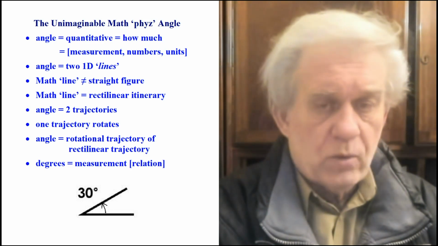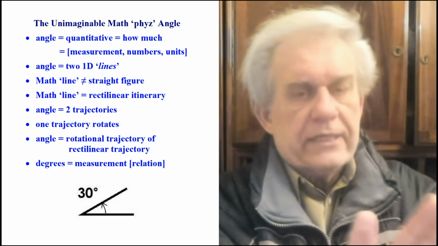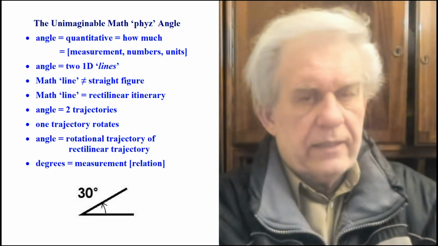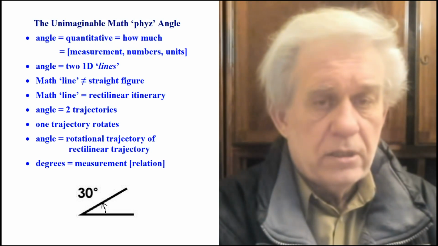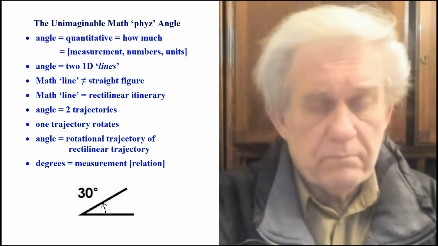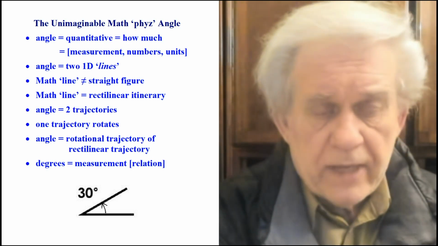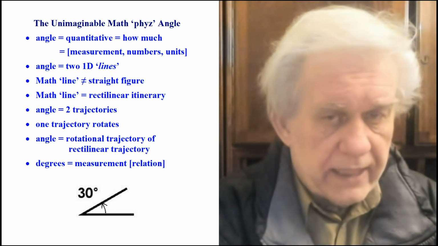They're just interested in the quantitative. How much? How wide is the mouth of the alligator? That's what they want to look at. And it has to do with measurement, numbers, units, degrees in this case. Could be radians, some other measure that you can come up with. Angle, two 1D lines. What was the line in mathematics?